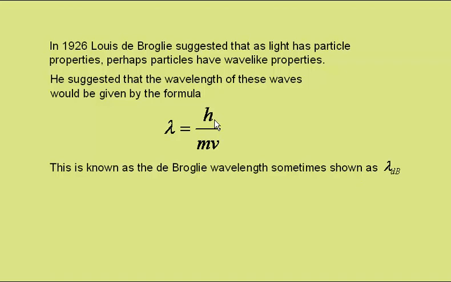h being Planck's constant, 6.63 times 10 to the minus 34 joule seconds, m the mass, v the velocity, so mv is the momentum of the particle. So the de Broglie wavelength is given by Planck's constant over the momentum.